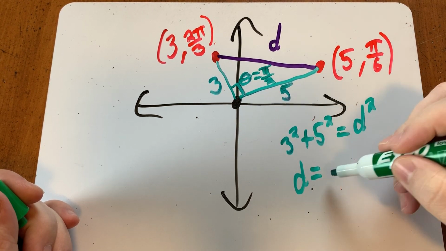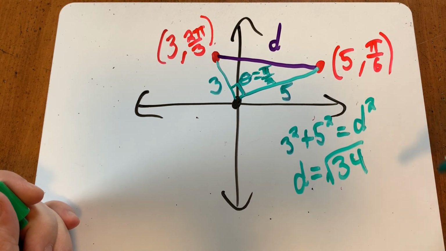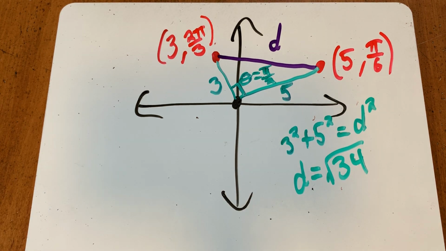So that's 9 and 25, so it's root 34. And again, it's just a triangle. You could just use the law of cosines if it wasn't a right angle. Just the angles I chose ended up giving us a right angle.